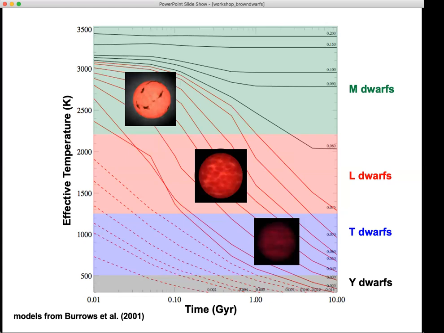So as they get cooler and cooler, less and less of their light comes out in the visible. So you could see them if you're right up against them, but even with the largest telescopes, we have a hard time studying some of the coolest examples of these.